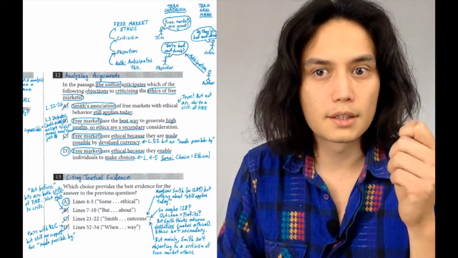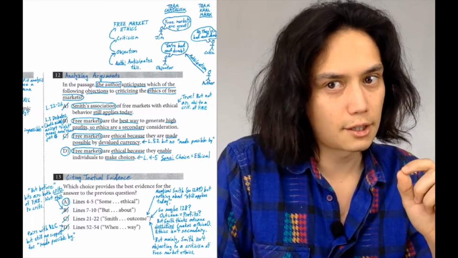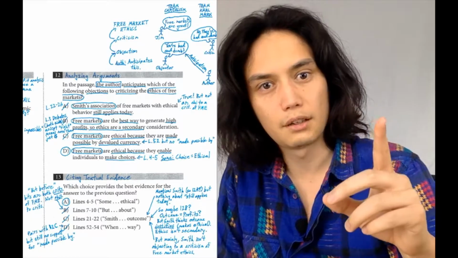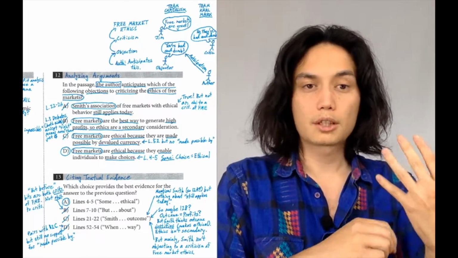Which of the following is an objection? This is the objection that the author anticipates. Smith's association of free markets with ethical behavior still applies today. Now, before we go into what role it plays in the argument, let's think about this claim.